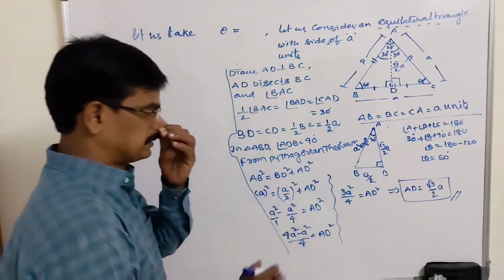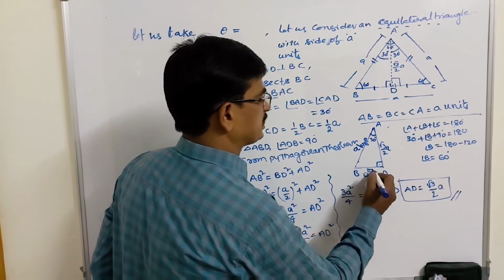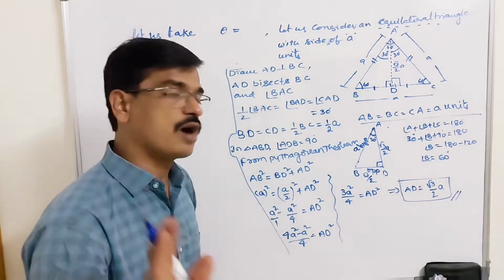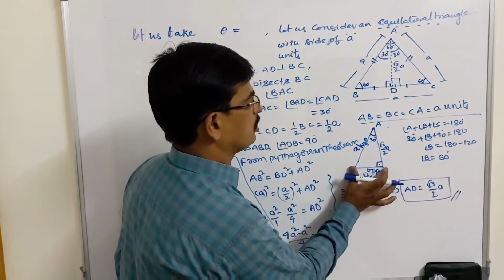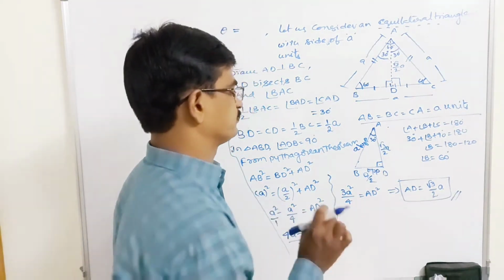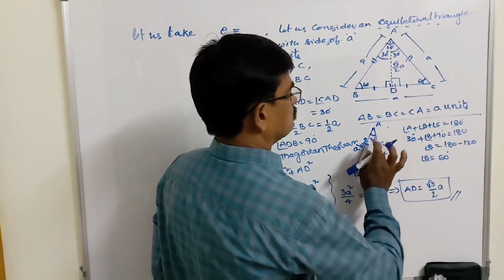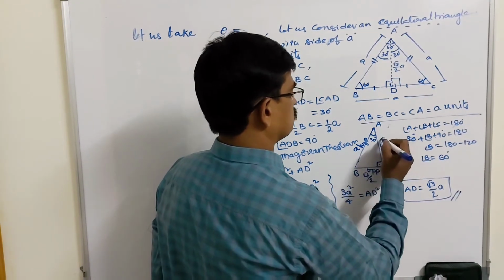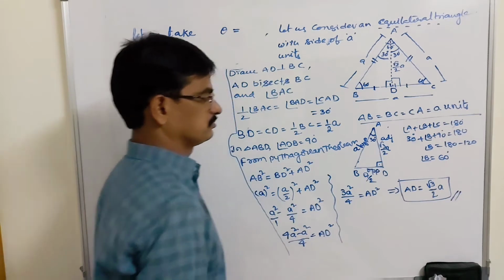A by 2, so this becomes the opposite side. BD now becomes the opposite side because BD is opposite to vertex A. The angle at vertex A is 30 degrees, right? Next, AD is the adjacent side. This becomes the adjacent side. Okay.